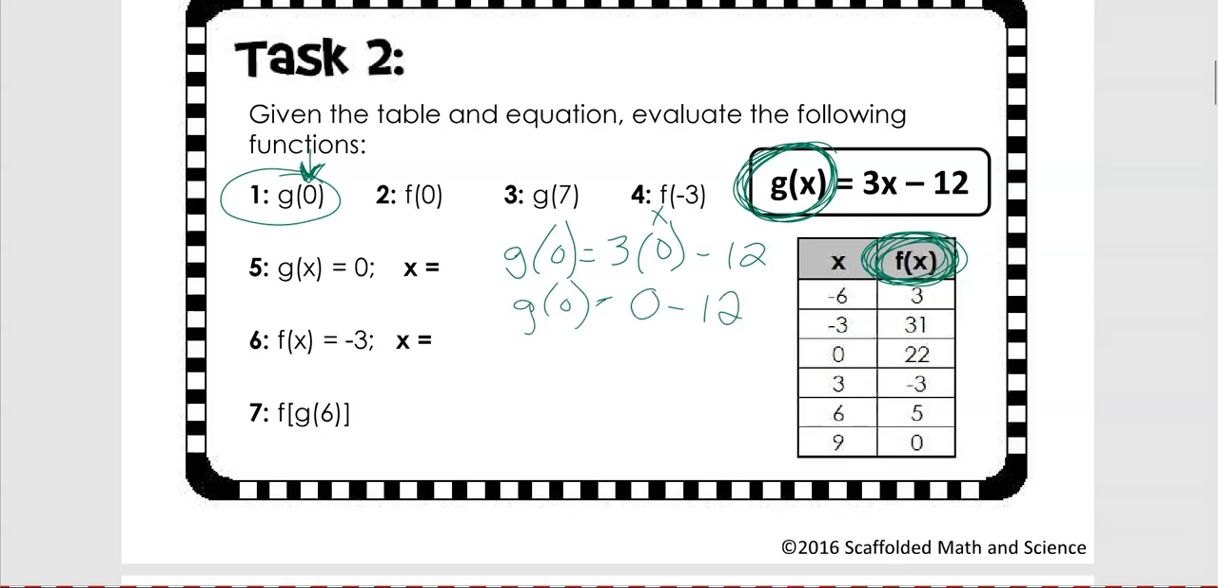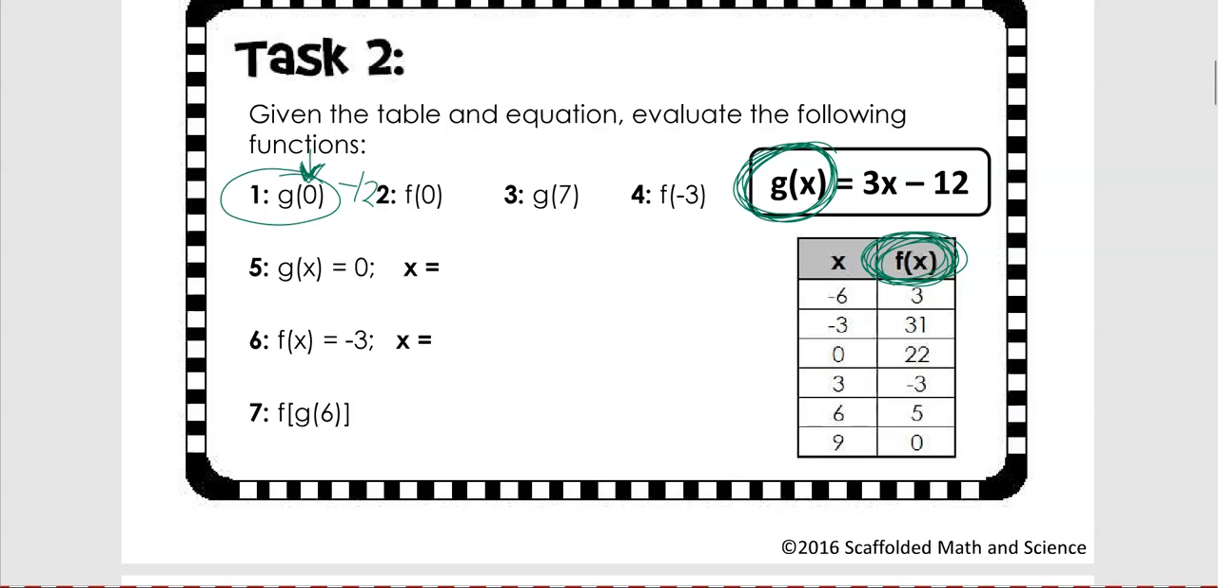So g of 0, 0 minus 12, is equal to negative 12. So this will be negative 12. Okay, so we're going to do the next one, which is number 5. We're going to do g of x equals 0. The reason I'm going to do that one is so that you can have that information for later problems.